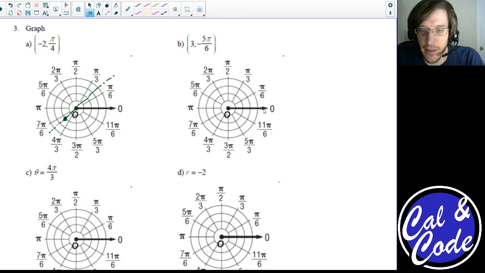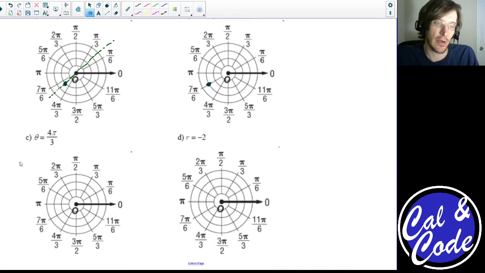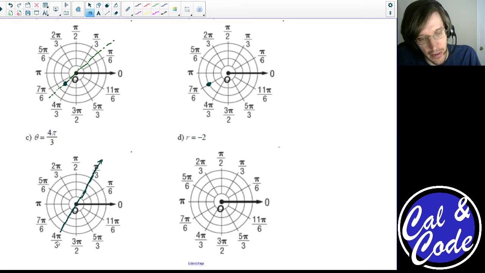3 and -5 pi sixths. So I go -5 pi sixths, which takes me to 7 pi sixths. Go out 3, 1, 2, 3, and we're right here. Simple equations. Graphing theta equals 4 pi thirds. Here is 4 pi thirds. Theta equaling that, where all the radius values, where the angle is 4 pi thirds, including the negative radius values. So remember, a theta equals is a line that passes through the origin.